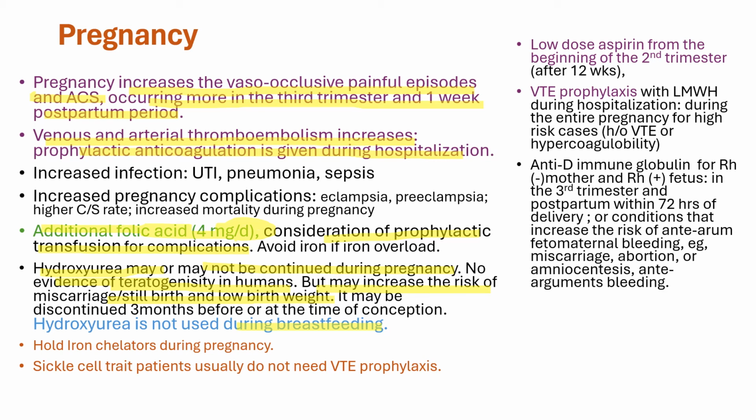Sickle cell trait patients usually do not need venous thromboembolism prophylaxis, just regard them as the normal regular population. Low-dose aspirin is often used from the beginning of the second trimester.